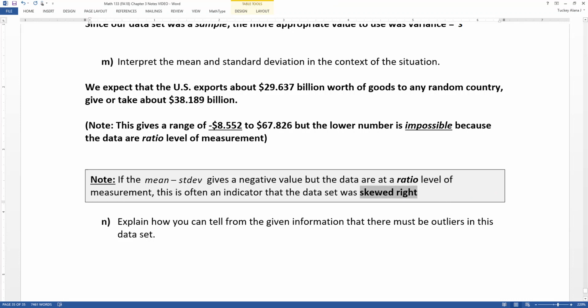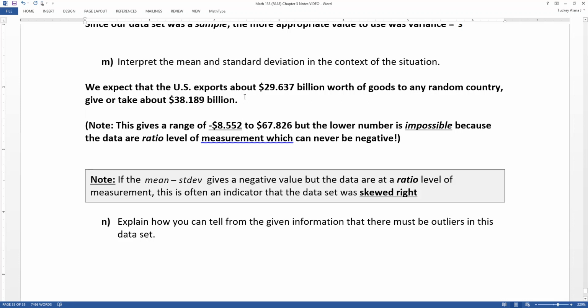It only works for ratio data, right? Because ratio data cannot have negatives, which can never be less than 0. Here, let me put it that way. Can never be negative. Right. If that happens, that's a sign that your data set is skewed right, which it did in this case.